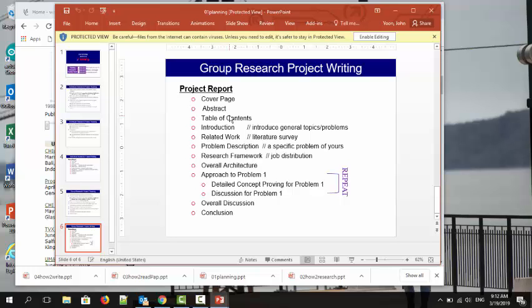Problem description. For the group project, of course, the topic is a little bigger than your individual one, so the problem is also big. But you have to describe that this is a big problem, and that problem consists of these smaller problems. So problem description is very important. If there is no problem, then why should we work, right? Are there any technologies with no problems? No, there are no such technologies, right? As long as there are technologies, there are problems, because in that way new technology can be invented.